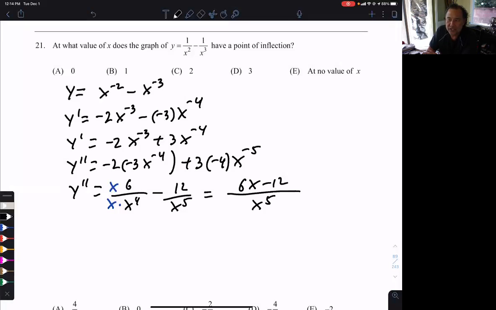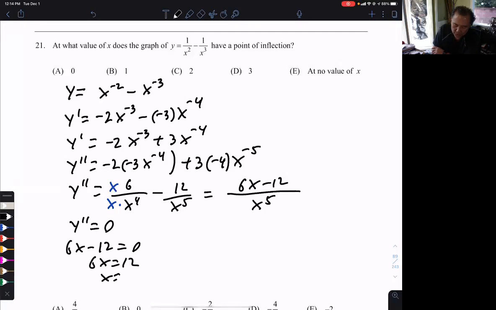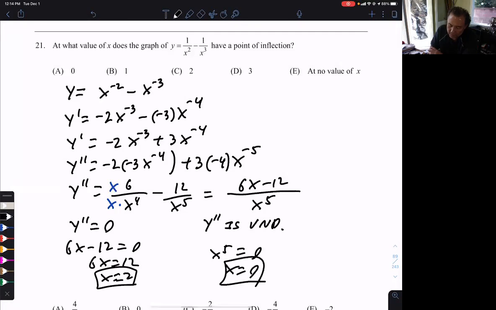Where can the second derivative change signs? When the second derivative equals 0. When does the second derivative equal 0? When the numerator equals 0, or 6x equals 12, or x equals 2. That's one possible location. The other one is when the denominator is 0. In other words, the second derivative is undefined. And when x to the 5th equals 0, clearly that's x equals 0. So those are the 2 points where I could have an inflection point.